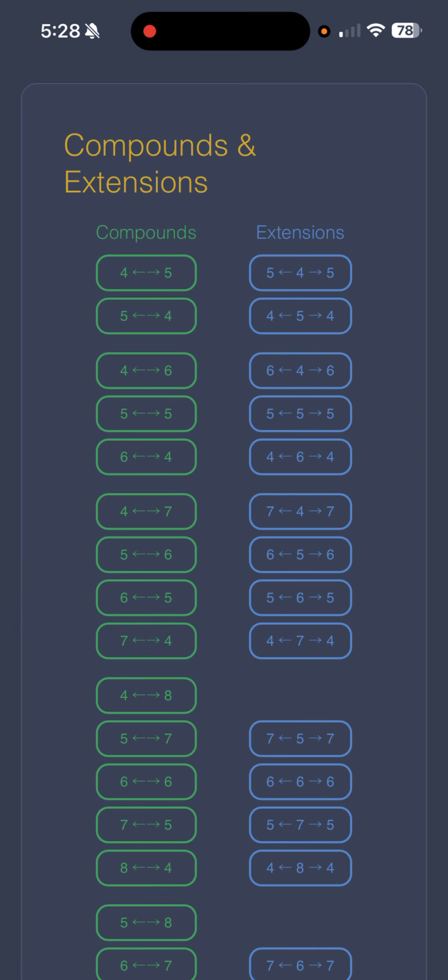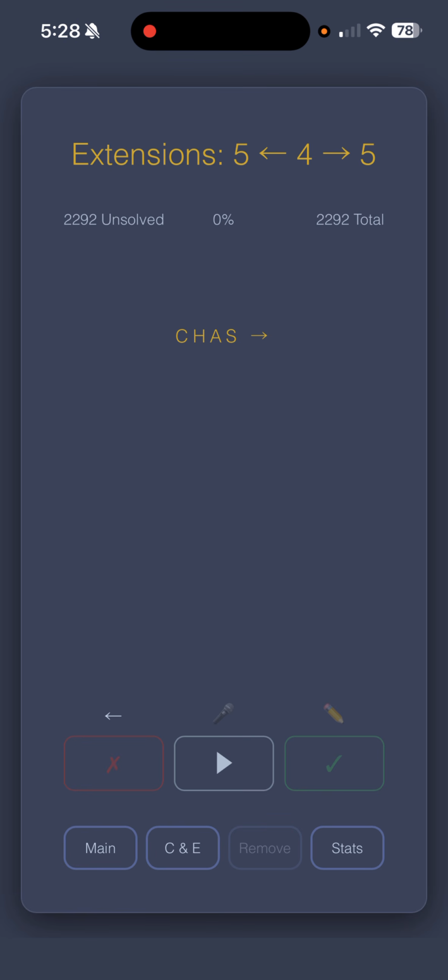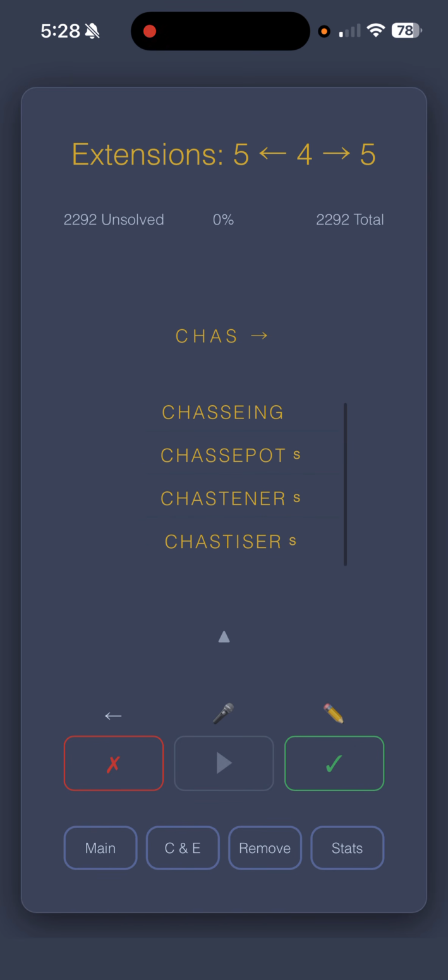So if we look at the first one again, 545, here we have chaz, which is a good word, and we have to find a 5-letter extension, which is not a word. And in this particular case, there are several solutions, 4 solutions anyway. Chasseing, chaspo, I guess, or chaspot, I don't think it's that. Chastener, chastiser.